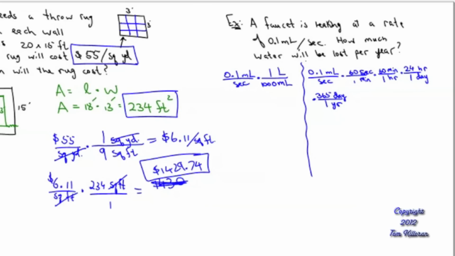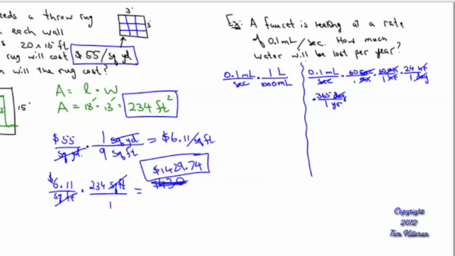So what happens? Well, the seconds are going to go away. The minutes are going to go away, one on the top, one on the bottom. The hours are going to go away. The days are going to go away, one on the top, one on the bottom. And when we're done, this is going to be milliliters per year. What operation do I use between all of these numbers? Multiplication, because all of the numbers are on the top. So, what's 0.1 times 60 times 60 times 24 times 365?